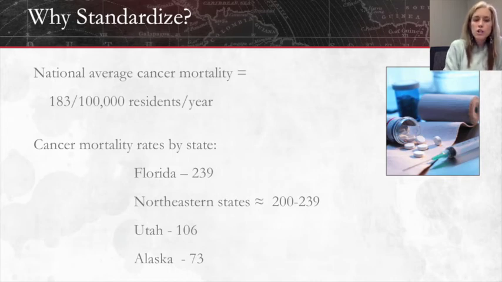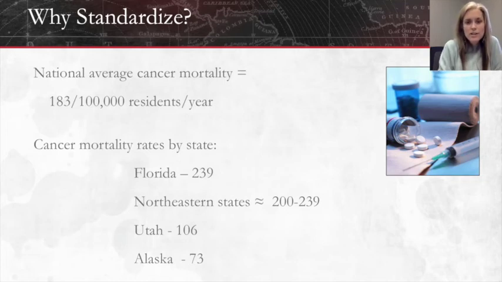However, when you start to break down cancer mortality rates by state, something very interesting happens. You find that in Florida, 239 people per 100,000 residents per year die due to cancer. In Alaska, that number is 73 residents die due to cancer per 100,000 people. Those are crude rates, okay?